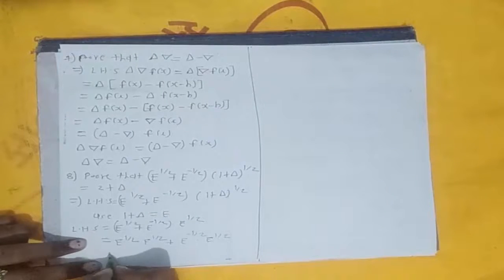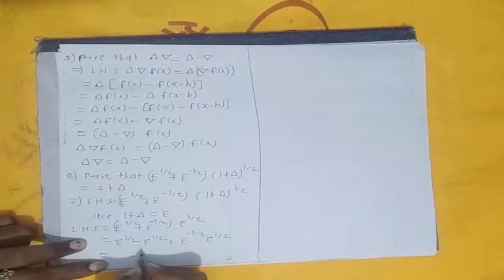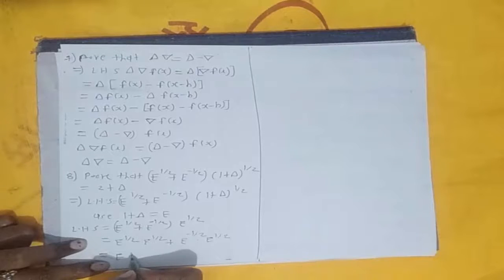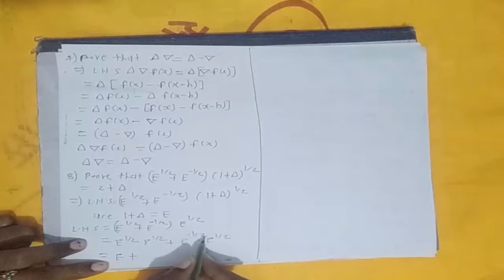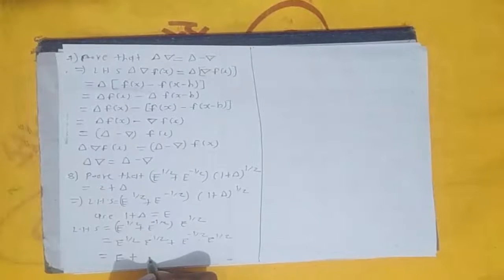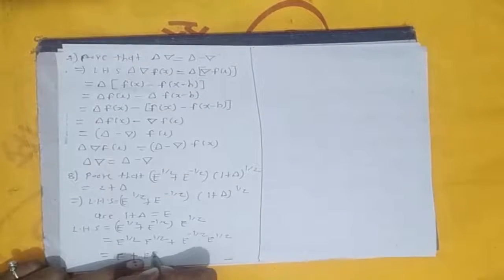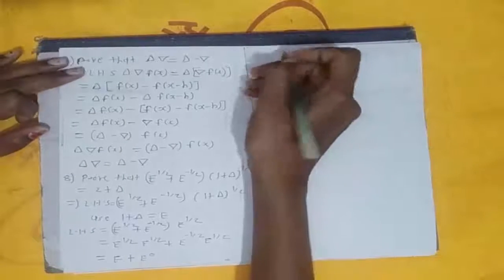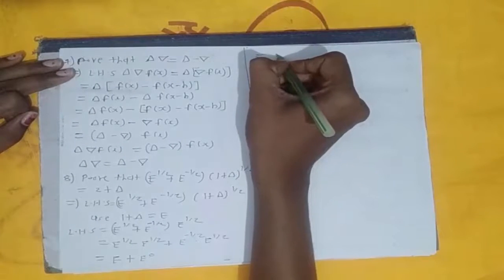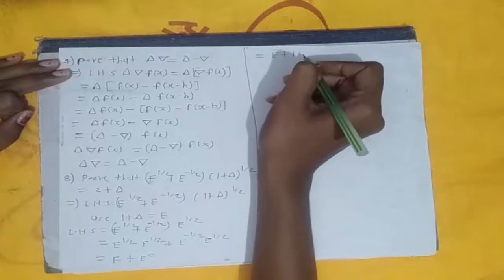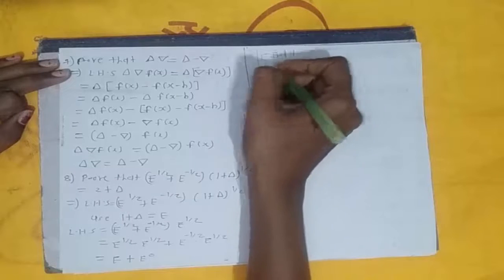Using the laws of indices, because all the operators satisfy the laws of indices, we take here addition of the powers. We get e raised to 1 by 2 plus 1 by 2 is 1, so e plus e raised to minus 1 by 2 plus 1 by 2 will be 0, so we get e raised to 0. Then equal to, we get e plus e raised to 0 will be 1, so we get here e plus 1.